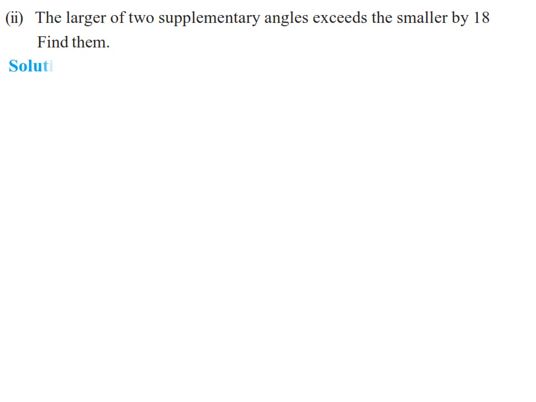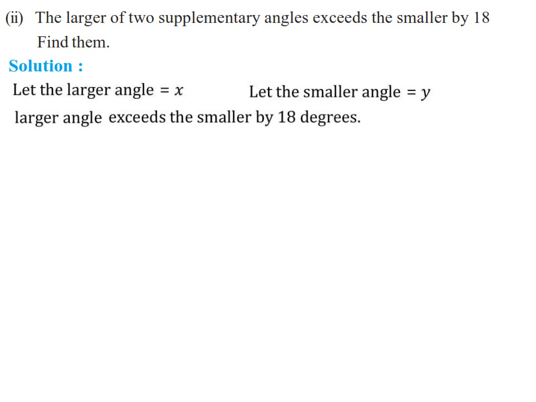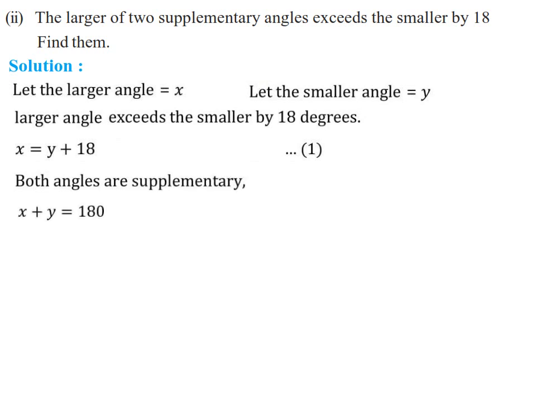So for the solution, first of all we have to assume let the larger angle be x and let the smaller angle be y. So here we can say in the first case that the larger angle exceeds the smaller by 18 degrees. Therefore we can say x equals y plus 18, because x is the larger. Second equation: both angles are supplementary. So we know if the angles are supplementary, then their sum is 180. So here we can say x plus y equals 180. That will be my second equation.